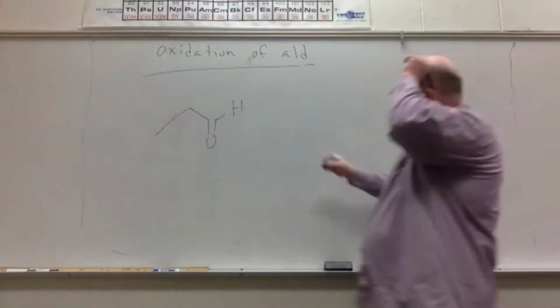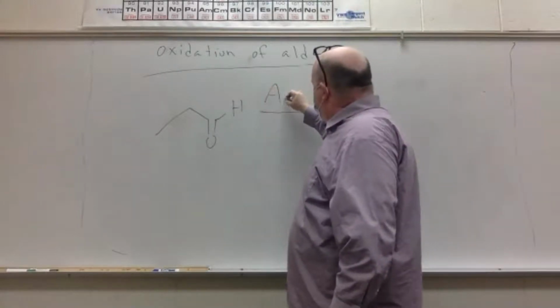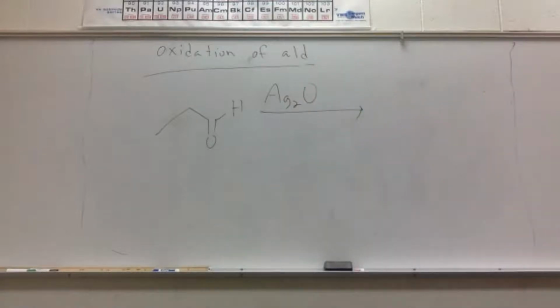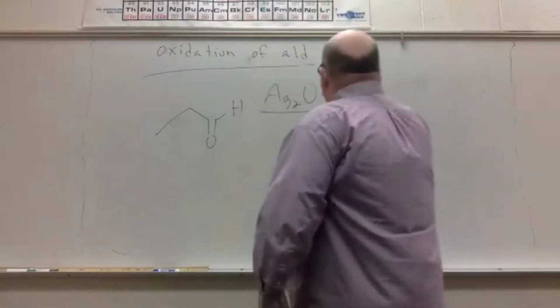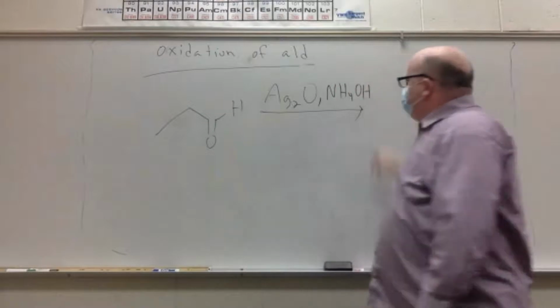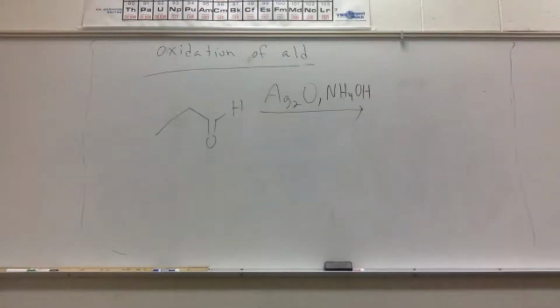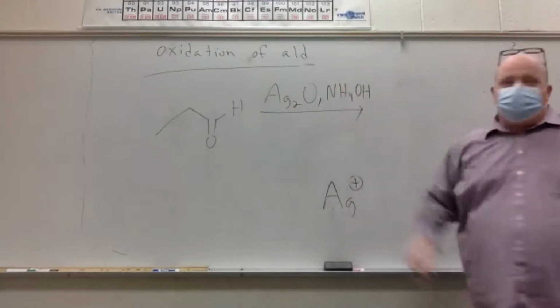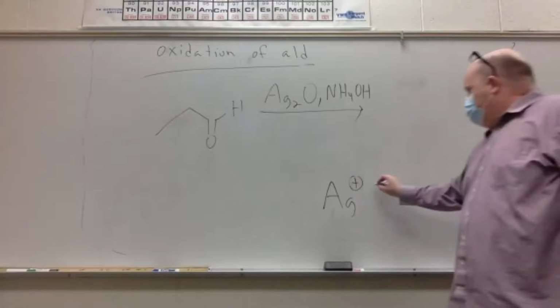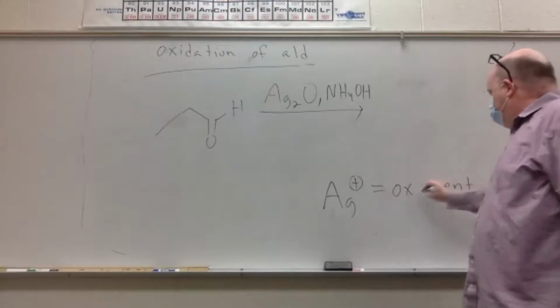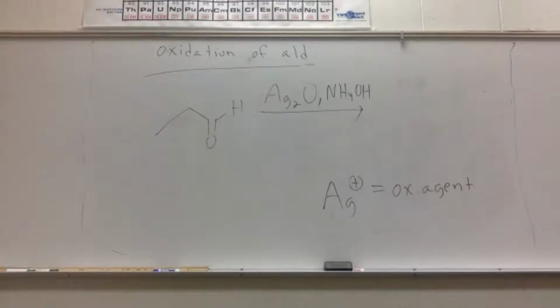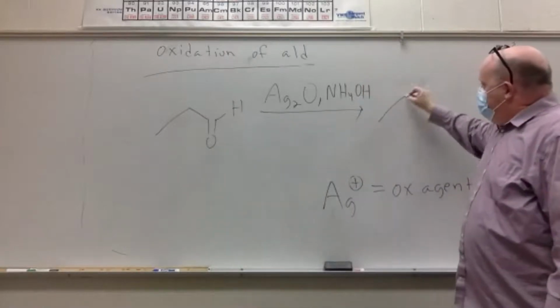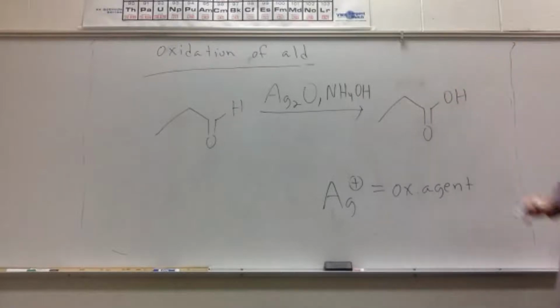So let's say we add an aldehyde. Another way of doing this is to add Ag2O. Ag is silver, if you don't remember. That is silver oxide. In the presence of NH4OH, ammonium hydroxide. Basically what happens here is silver ion, so Ag plus, is produced once you get all of this in solution, right? This is going to be your oxidizing agent. All right, so Ag plus is going to be oxidizing this right over here, and that's going to produce a carboxylic acid, just like we would expect.